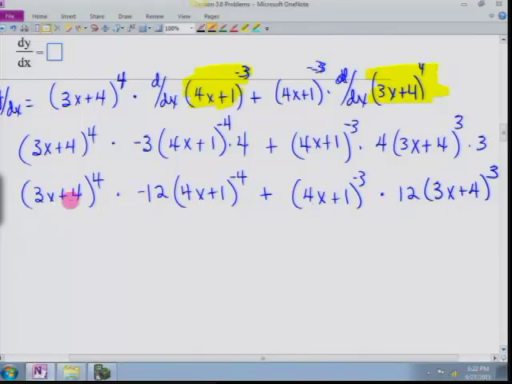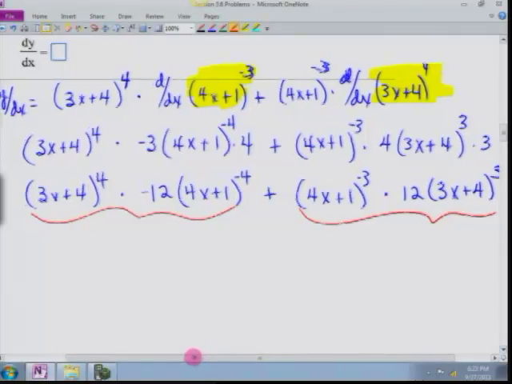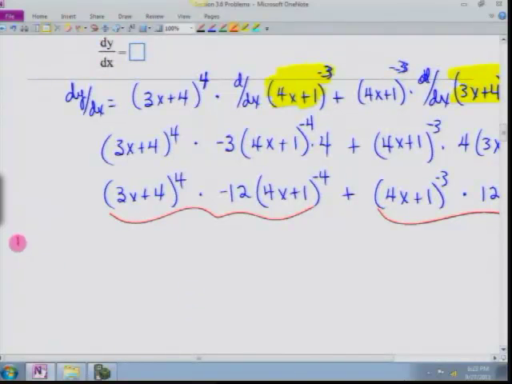Do we have a 3x plus 4 to a power? And we have it here as well. Do we have a 4x plus 1 to a power? And we got it here. And there's a plus in between. So we're really looking at this piece and this piece. And we got to factor out some stuff. Okay? So we're going to factor out those two things that we talked about.